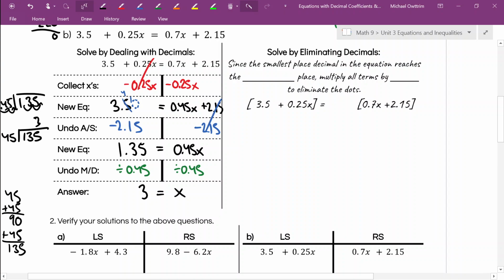If we want to solve by eliminating decimals, we need to look through our whole expression and find the lowest or smallest place that any of our decimals reach. We see that these two decimals reach the hundredths place.